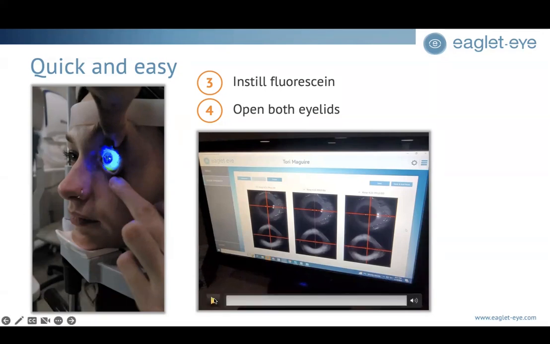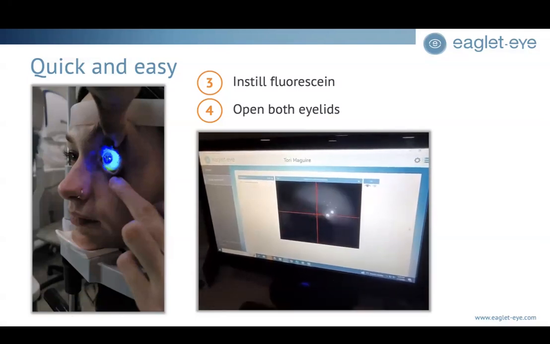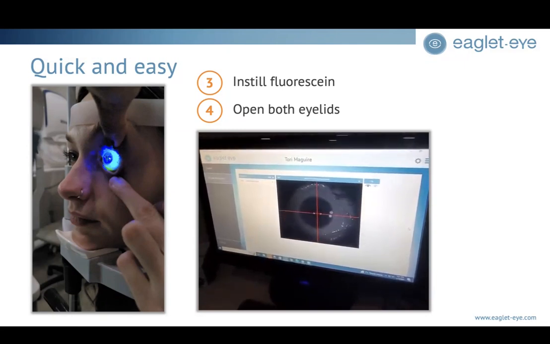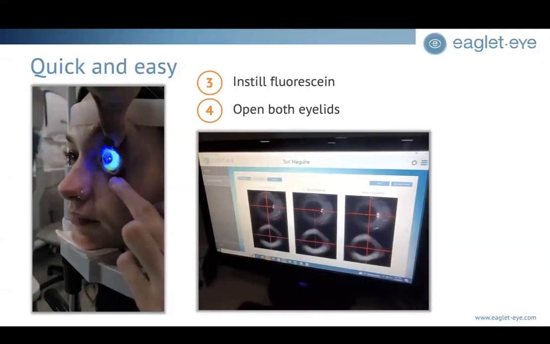And with the instrument, as we move in this picture, you can see that there are 2 white dots that are vertical, and then 2 small ones that are horizontal. We line up the instrument so the vertical is straight up and down, above and below, and the horizontal is horizontal, and that allows us to have really great data. So open both eyelids, click, click, click, done.